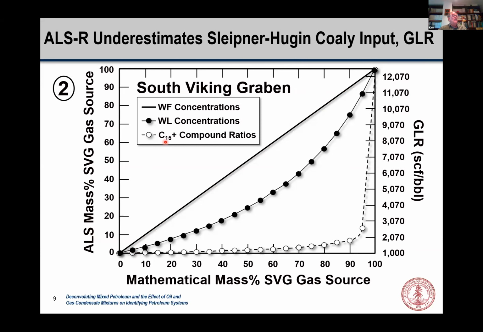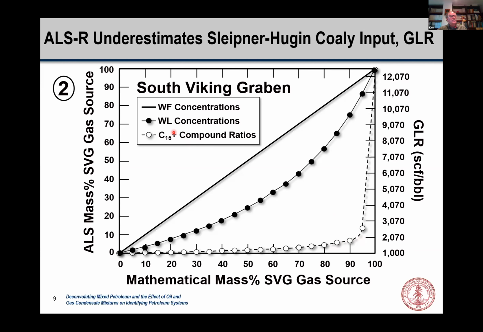You notice if you use C15 compound ratios, the ratios don't mix as a straight line, they mix as a curve. And in fact, you don't even see that gassy contribution until you have more than 90% SVG gas, more than 90% Sleipner-Huygens. So where did all the gas go? Where did all the coal gas go? It's there. But if you use ratios, you won't even see it.